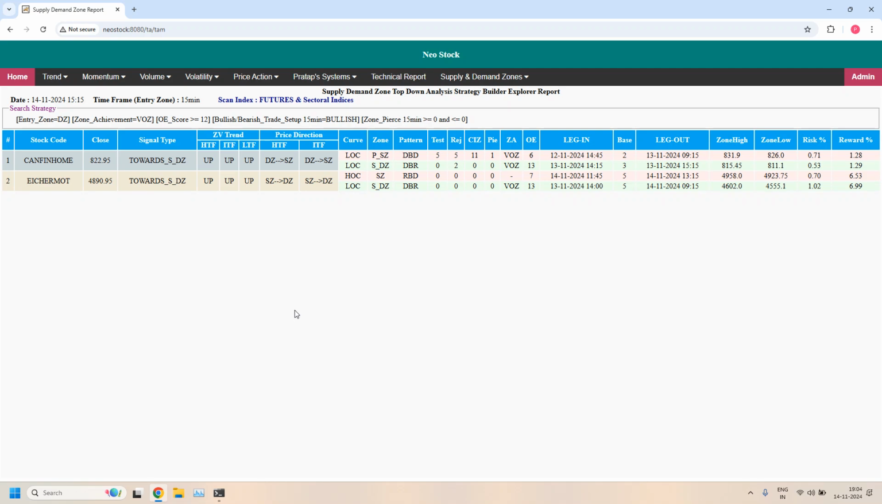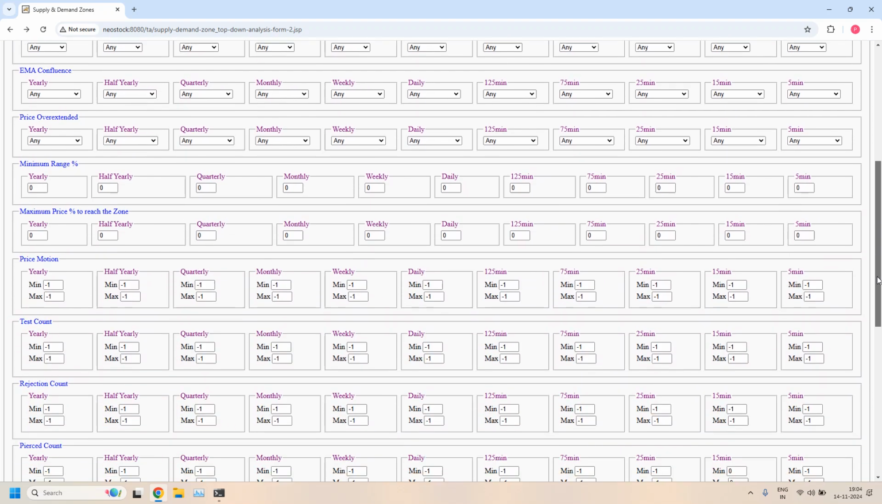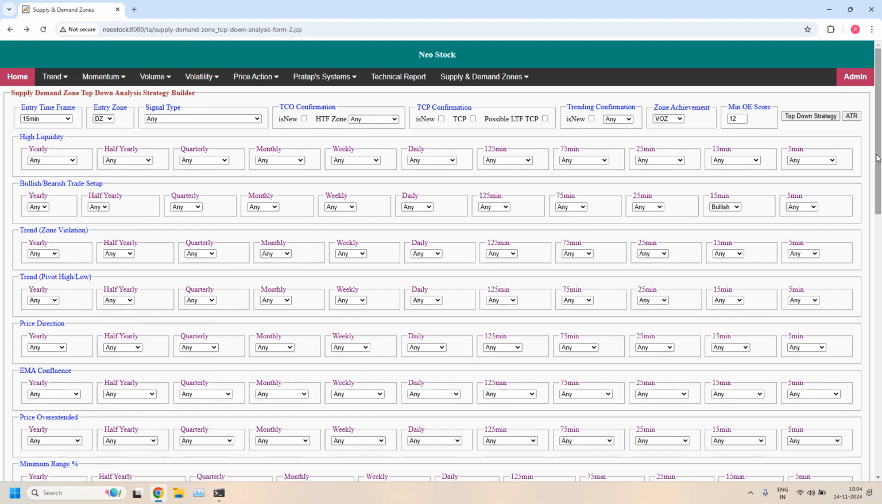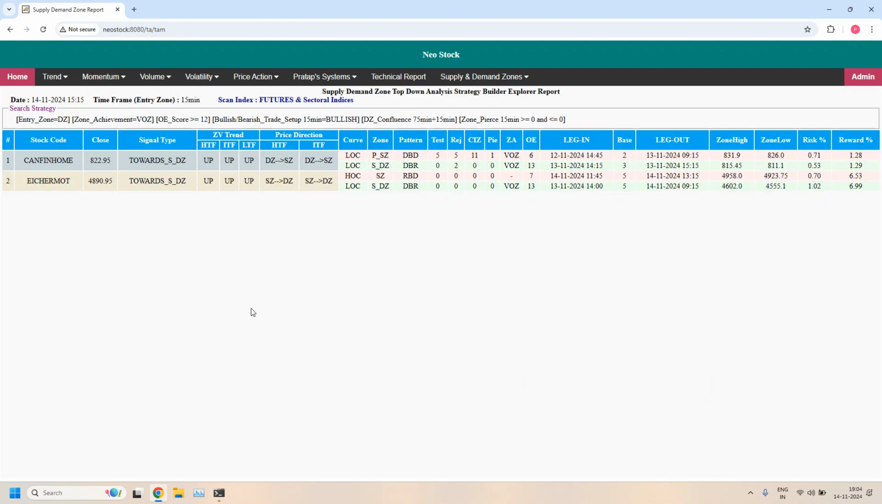Both these demand zones are high liquidity demand zones, 15 minutes time frame high liquidity demand zones. Let's verify whether any high probability setup supported stocks are available in these 2. First, let's verify LTF and ITF demand zone confluence, that is 15 minutes demand zone with 75 minutes demand zone confluence. So I'm enabling the filter. With this filter, both the stocks are filtered. That means in both these stocks, the 15 minutes entry demand zone is part of the 75 minutes demand zone.